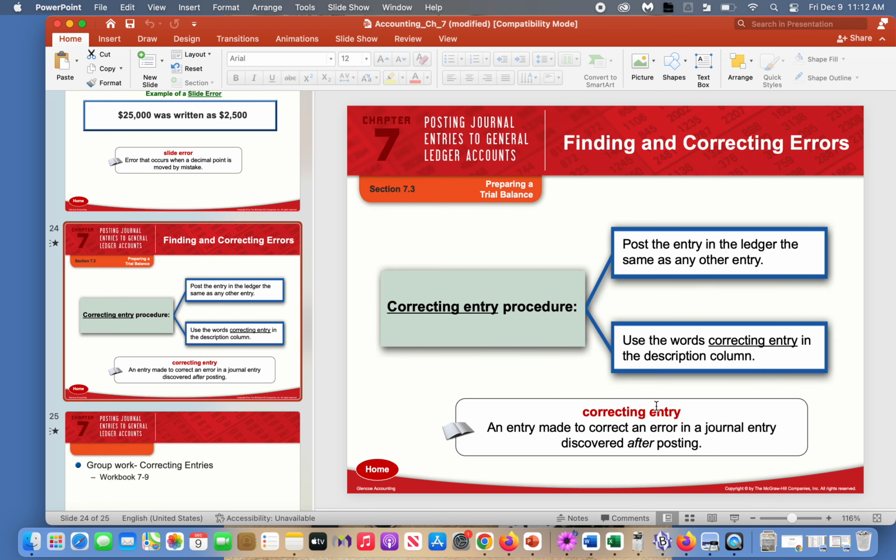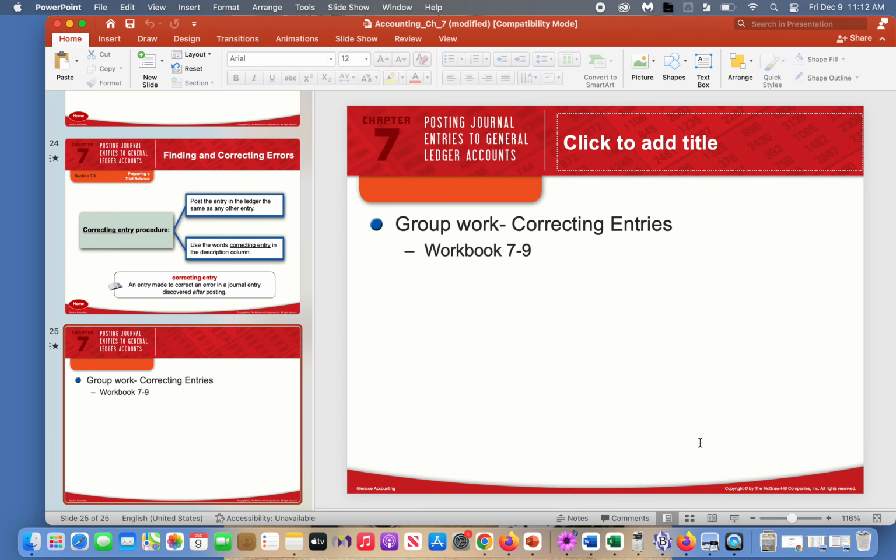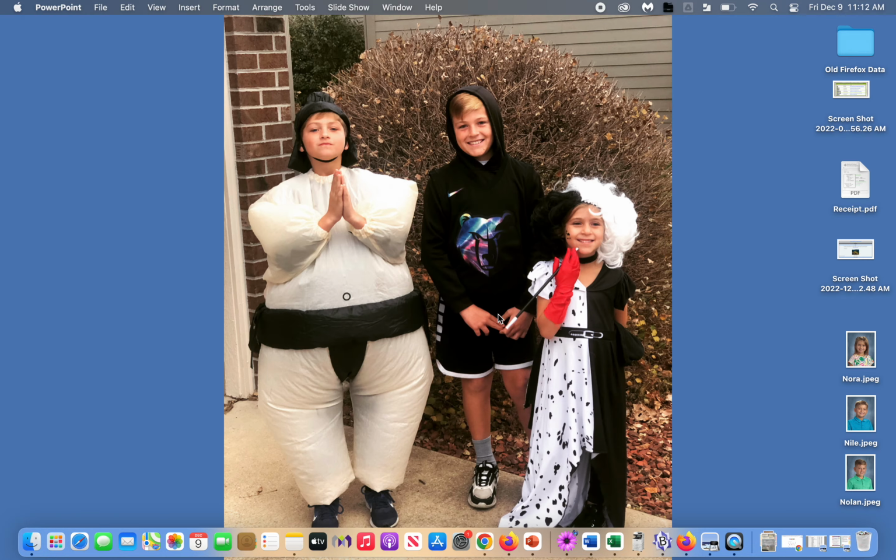So again, the actual definition of correcting error, and this is so important: you correct an error in a journal entry discovered after posting. So that means you journalized and you posted. That is it for that one.